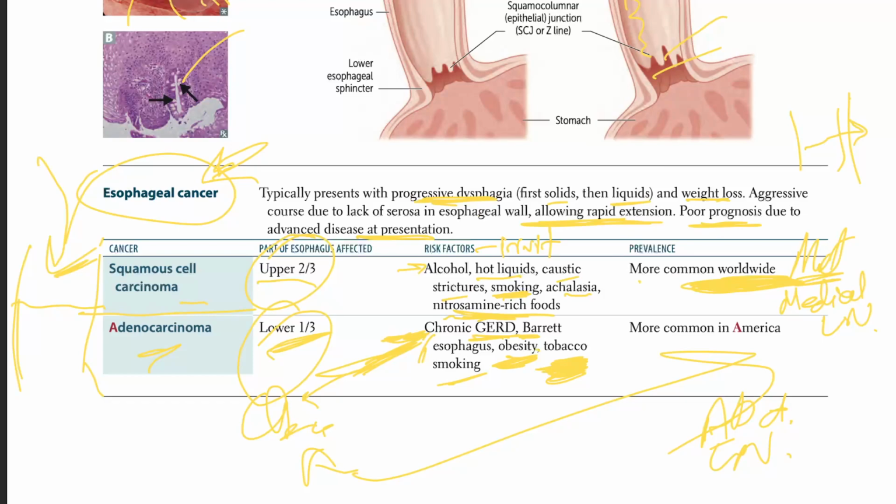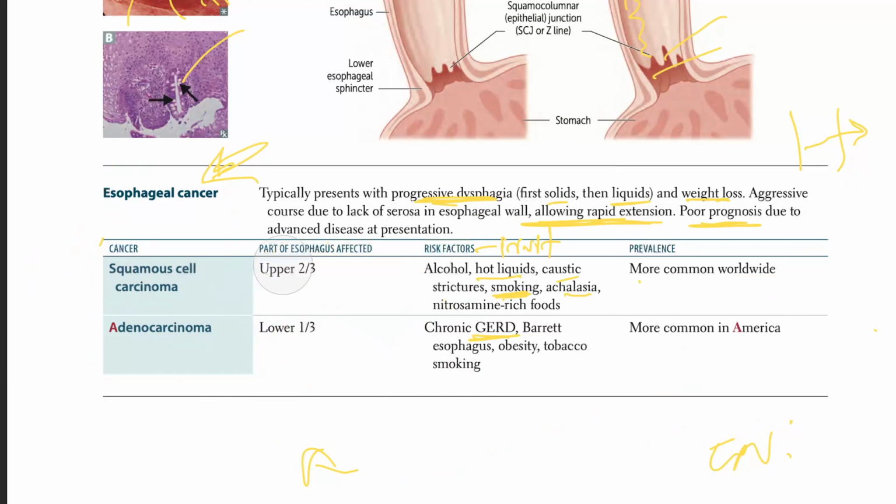Now, more commonly, what we really need to know about this is the histology. If you were to do a biopsy, what do you see for squamous cell carcinoma? Because it's squamous cell, you will see keratin pearls or nests, intracellular bridging, and eosinophilic cytoplasm, basically pink cytoplasm. That's the squamous cell.